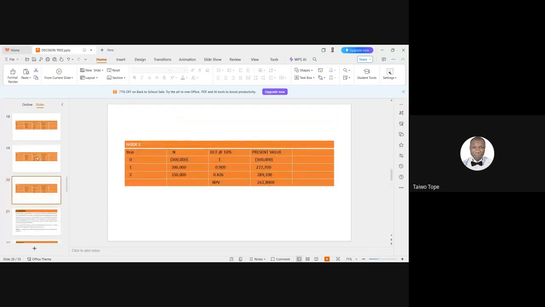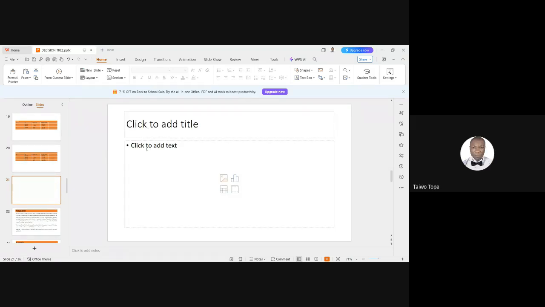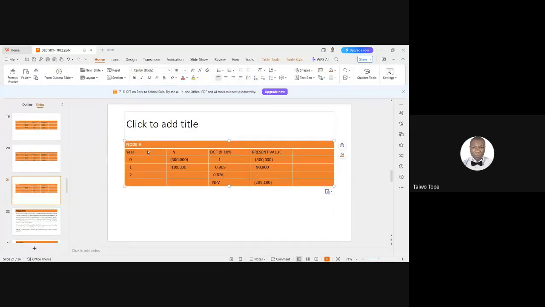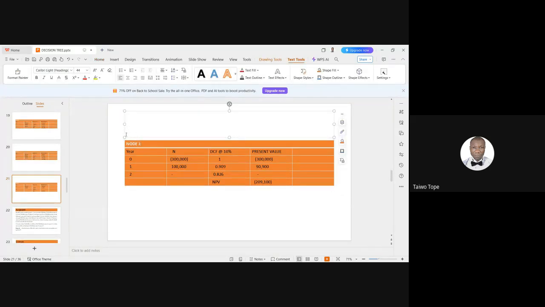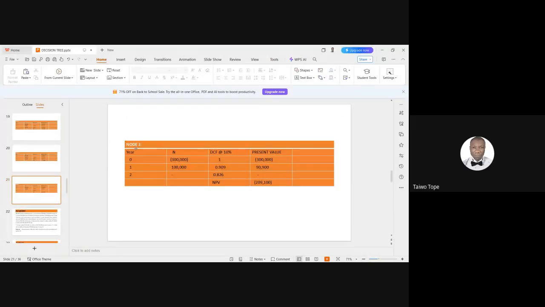So that will be what? Node what? Node J. Good. Node J. So now, this node J, the story will be what? Combine the NPV of nodes A, B, and C.